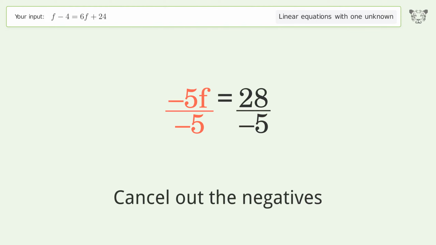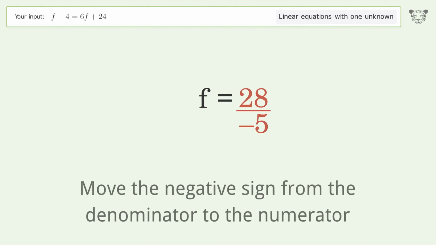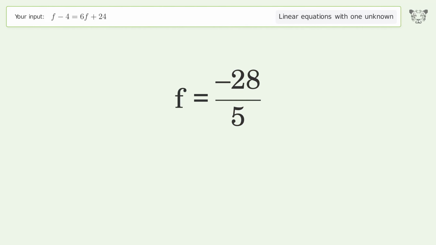Cancel out the negatives. Simplify the fraction. Move the negative sign from the denominator to the numerator. And so the final result is f equals -28/5.